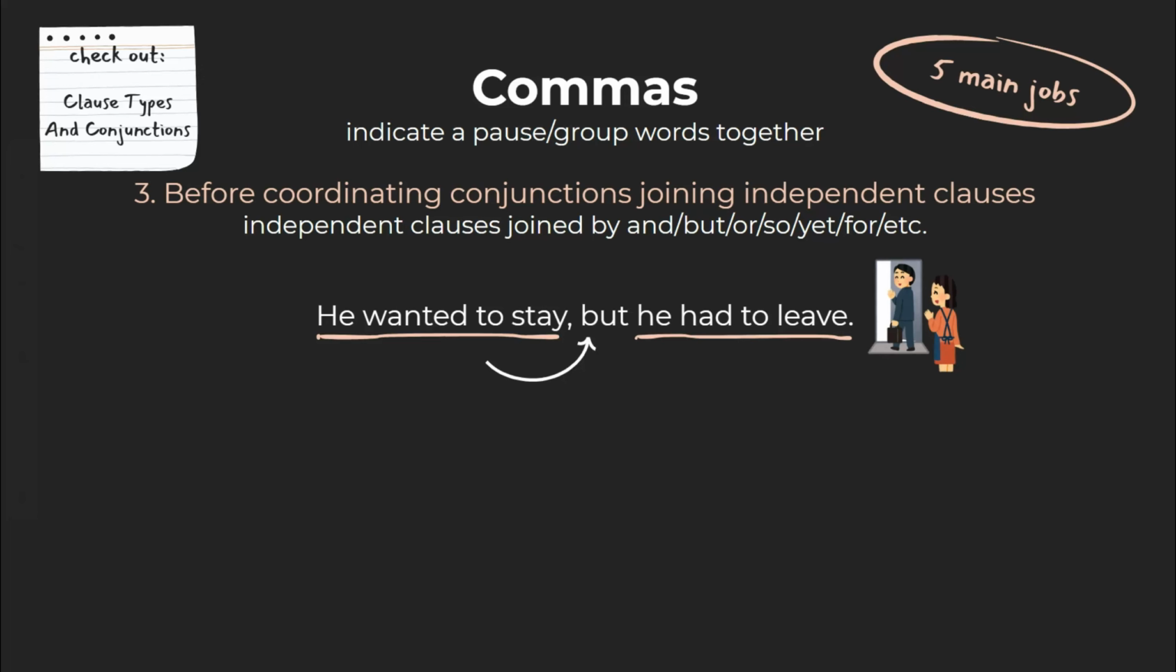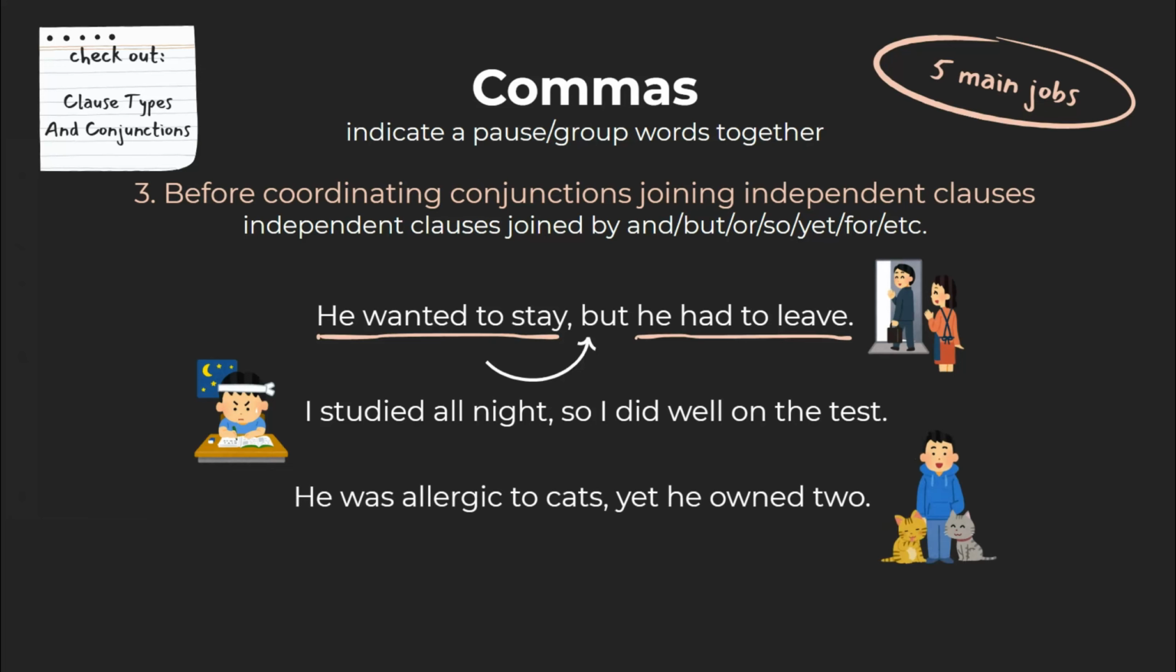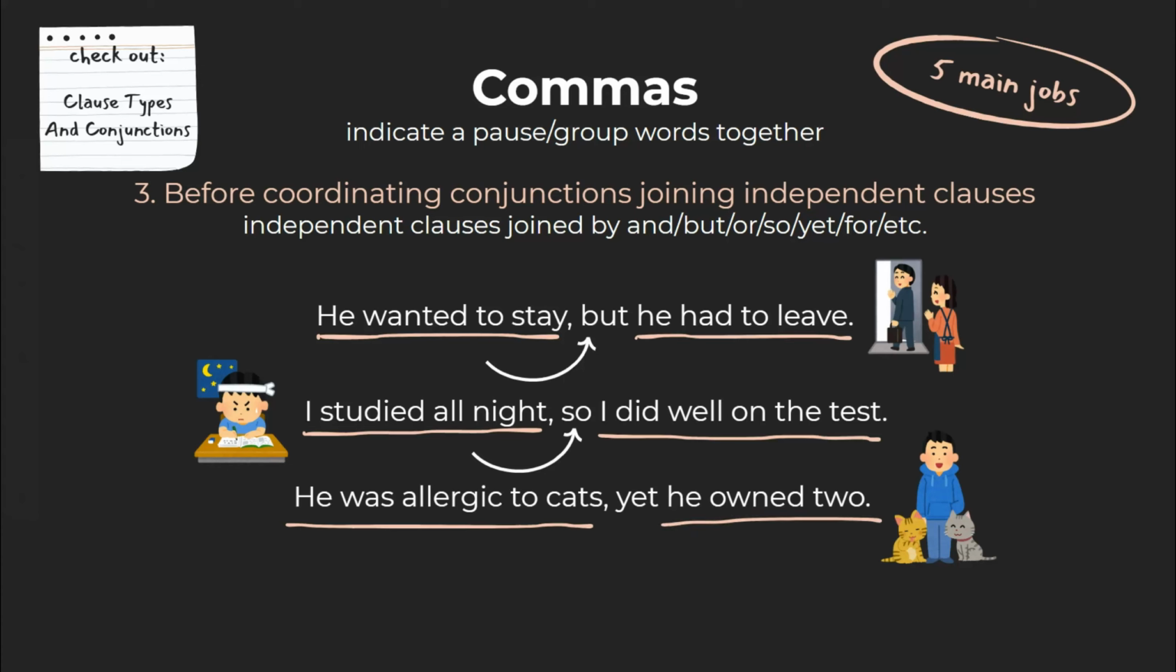Other examples include, "I studied all night, so I did well on the test," and "He was allergic to cats, yet he owned 2." Again, "I studied all night" and "I did well on the test" are full sentences and are therefore separated with a comma and conjunction. Likewise, "he was allergic to cats" and "he owned 2" are both full sentences, so we see a comma and conjunction joining them. However, we don't use a comma if what follows isn't an independent clause, meaning it can't stand alone as a full sentence.